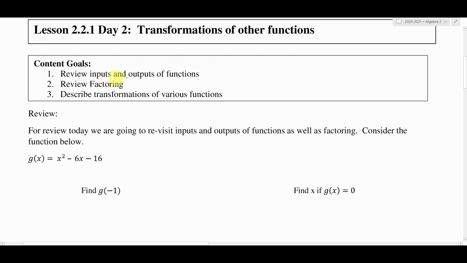We're also going to be reviewing inputs and outputs of functions, so we're going to revisit that topic since it's going to pop up again on the quiz at the end of the week. And we're also going to talk about factoring, which will be on the quiz at the end of this week. So we'll see those two things kind of tie together today. All right, so let's look at our first.